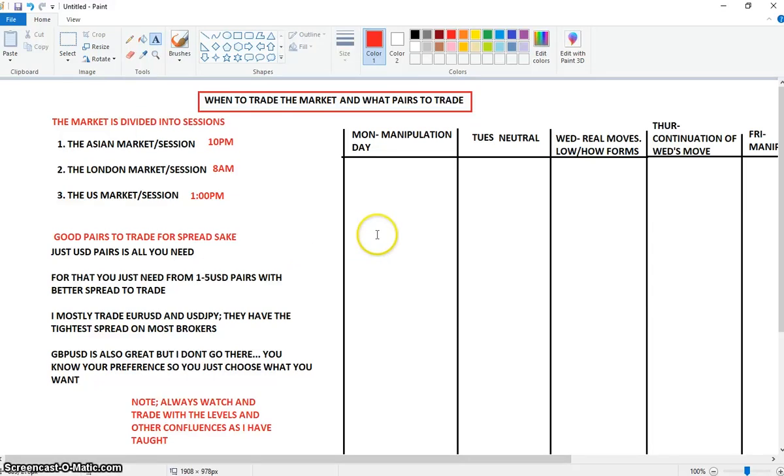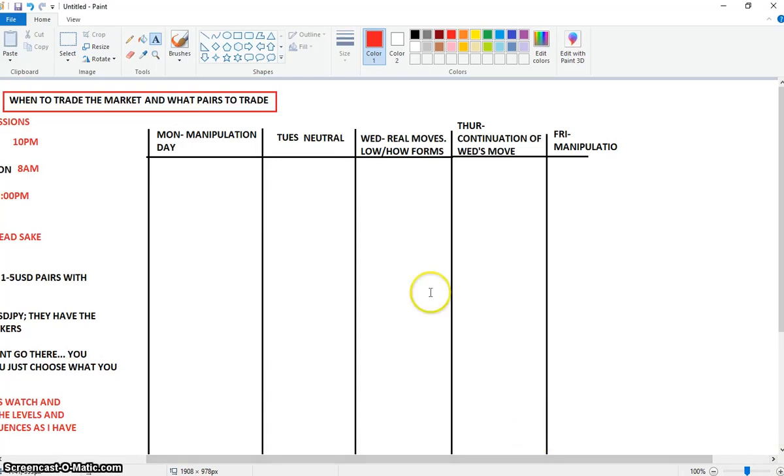Let's quickly look at this: Monday, Tuesday, Wednesday, Thursday, Friday. The truth be told, Monday is a manipulation day. Monday is a day of manipulation in the forex market. Tuesday is neutral for me. I didn't learn this anywhere about Tuesday, but Monday I know that it is manipulation. Tuesday is neutral. Wednesday is where the real move begins.